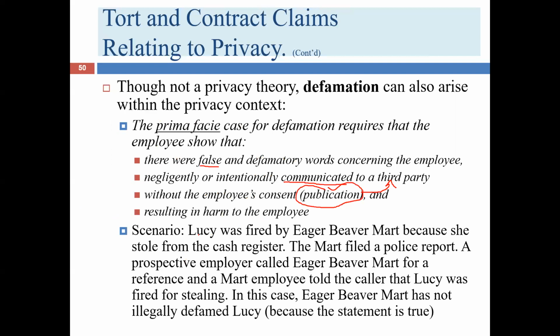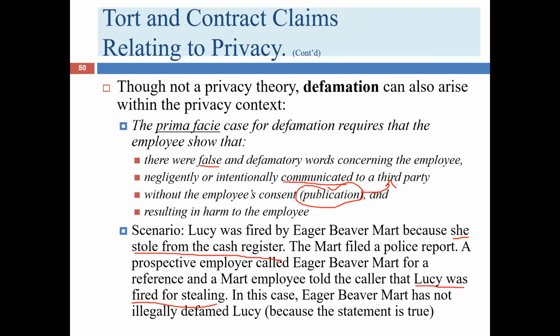So let's consider Lucy. Lucy's been up to a lot of stuff during this particular lecture. Lucy was fired by Eager Beaver Mart because she stole from the cash register. So we're accepting this as fact. She definitely stole from the cash register. The Mart filed a police report because obviously she stole. A prospective employer subsequently calls Eager Beaver Mart for a reference check for Lucy, and a Mart employee tells the caller that Lucy was fired for stealing. This is a true statement.